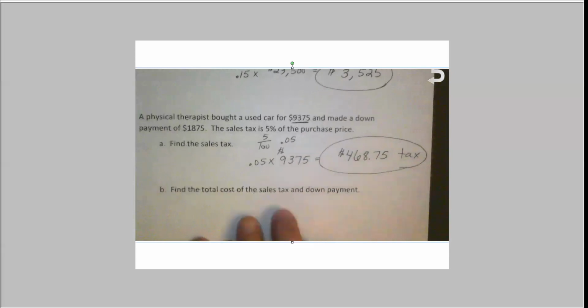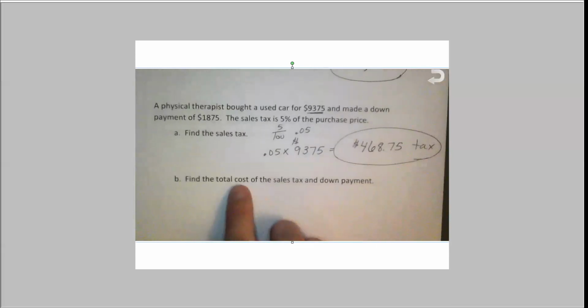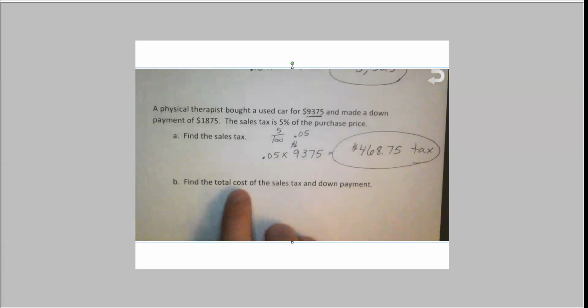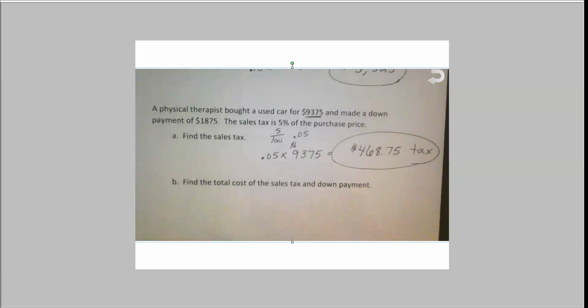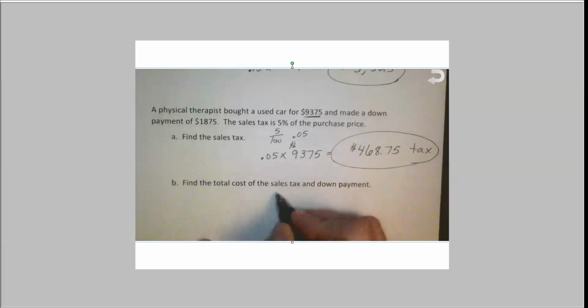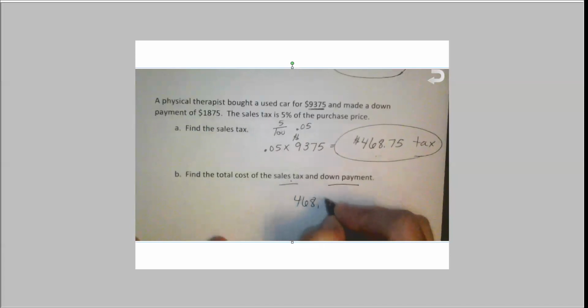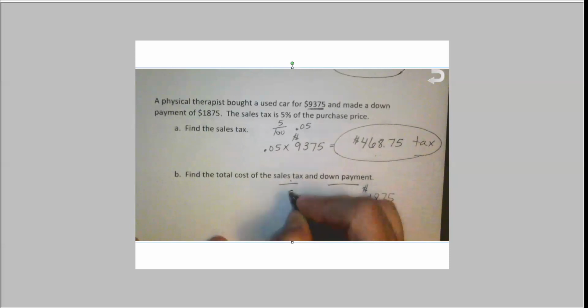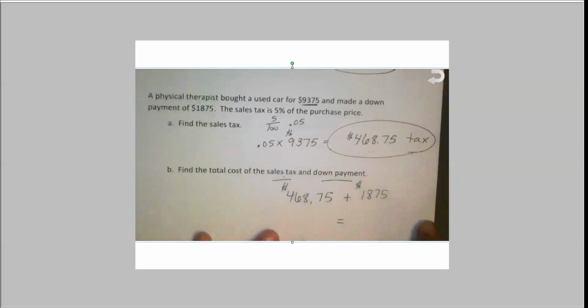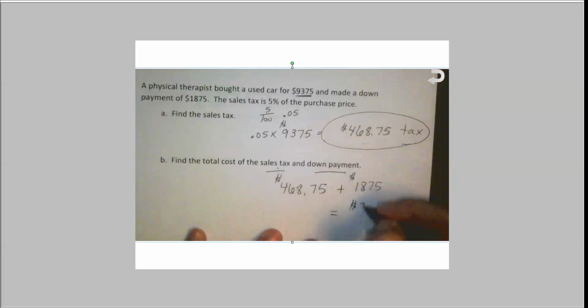Okay, so this next problem, be careful here. It says find the total cost, not what is the amount you're going to end up paying for that car, but it just says total up the sales tax and the down payment. So we're going to just add up how much the sales tax was, that was this amount, and then how much was the down payment that was given to us here. So we got $468.75 plus $1,875. Okay, so what is the total of those two amounts? That would add up to be $2,343.75.